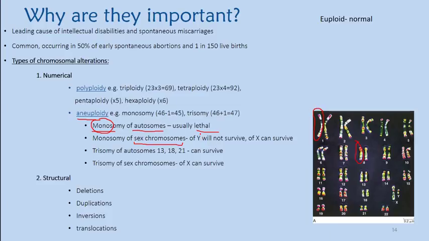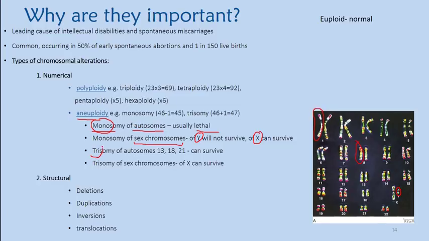If someone just has a Y, they won't survive. We know how little that Y is and how little information it does contain, so these individuals will not survive. But monosomy of X can survive. So if you have a female that only has one X chromosome, monosomy of the X chromosome, she can survive.